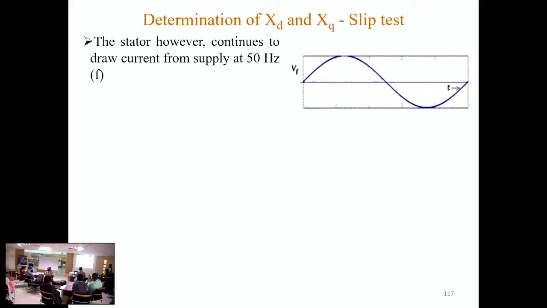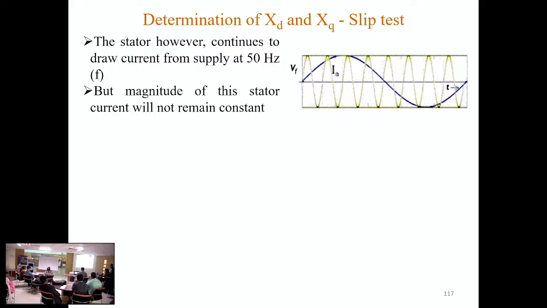Okay. Now the stator, however, continues to draw current from the supply at 50 Hz. The stator armature will draw some current from the supply system, and that current is also at 50 Hz. So this is the current waveform. Let us assume that it is the current waveform for the time being. It will not be like this, it will be something different. So the point is its frequency is 50 Hz. Whatever current the armature is drawing from the supply has a frequency of 50 Hz, while the rotor induced voltage has a frequency of SF.